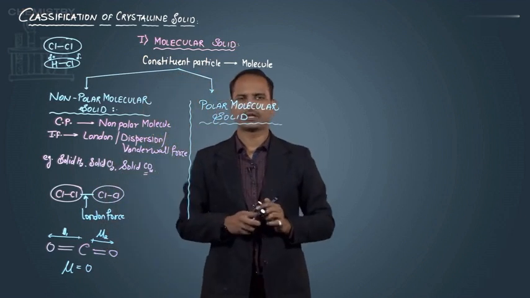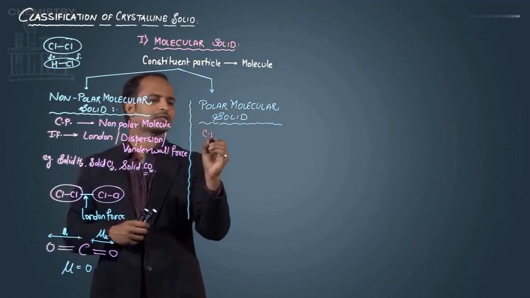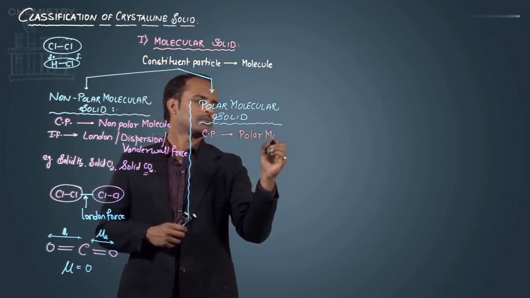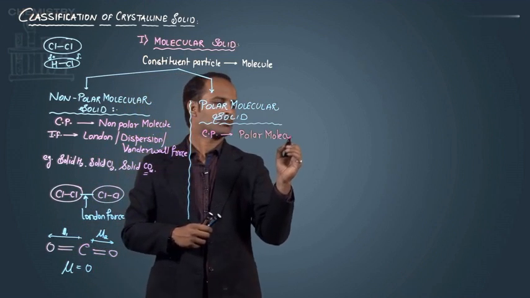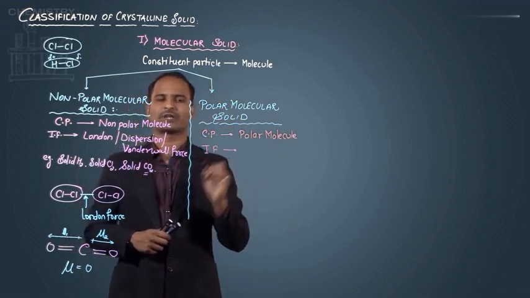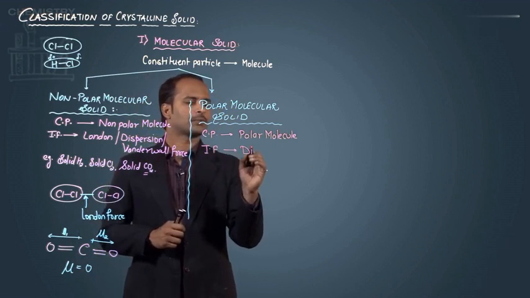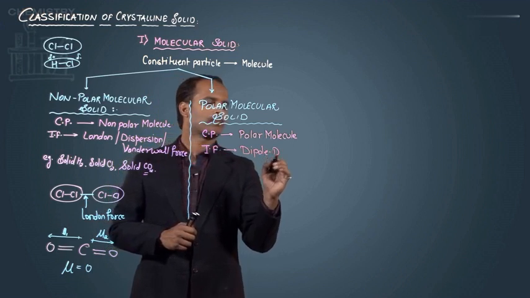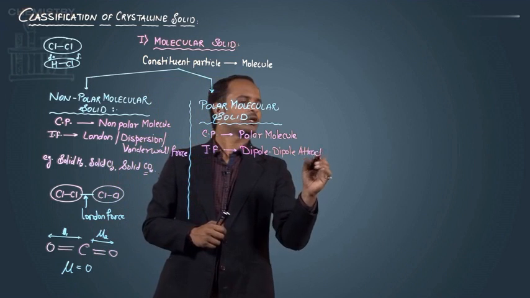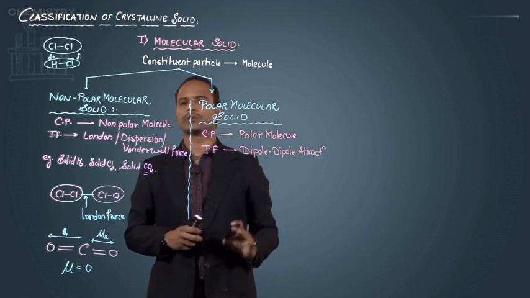Polar molecular solid. Now what is a polar molecular solid? As the name says, here the constituent particles are polar molecules. And the intermolecular force of attraction, that is the attraction present between the molecules, is here called dipole-dipole interaction. The attraction present between two polar molecules is called dipole-dipole attraction. So in this case, as I said, the molecules are polar molecules.